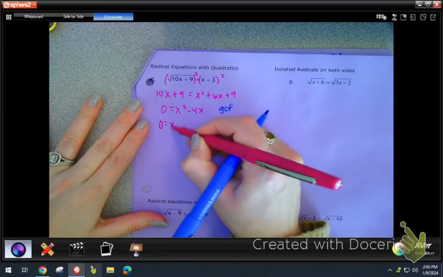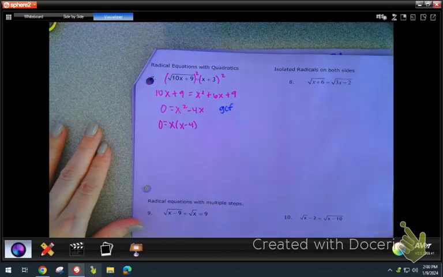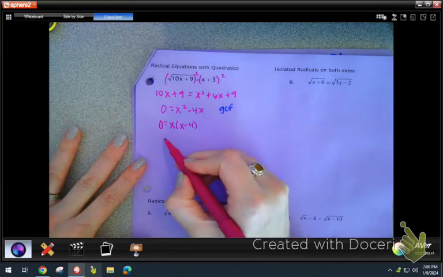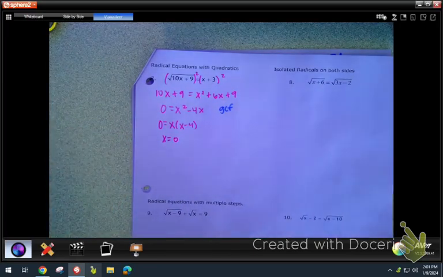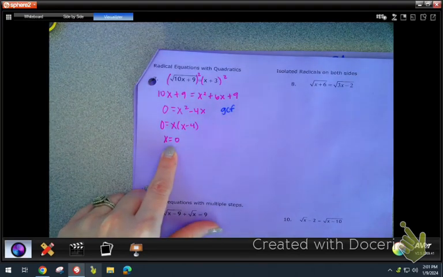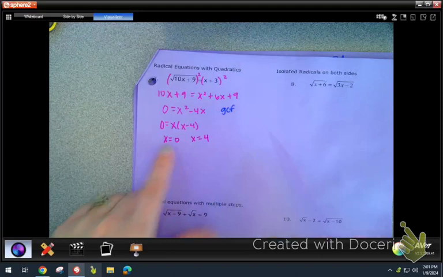0 equals x times x minus 4. So what are your possible solutions? X equals 0, x equals positive 4. Thank you. X equals 0 if you take out a GCF that has a variable in it. It doesn't matter the coefficient of the variable. It doesn't even matter the exponent of the variable. It's going to give you a solution at 0, and you have to know that, okay? And this is going to give us one at 4, okay?